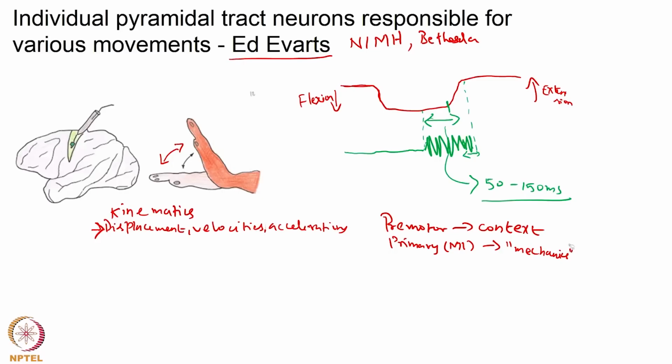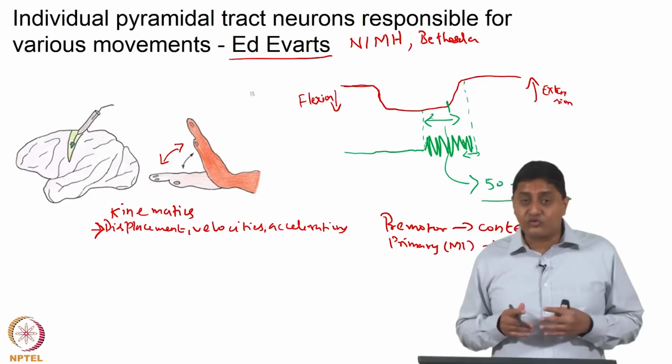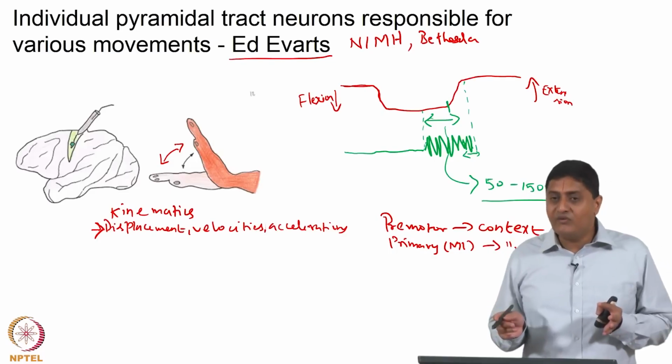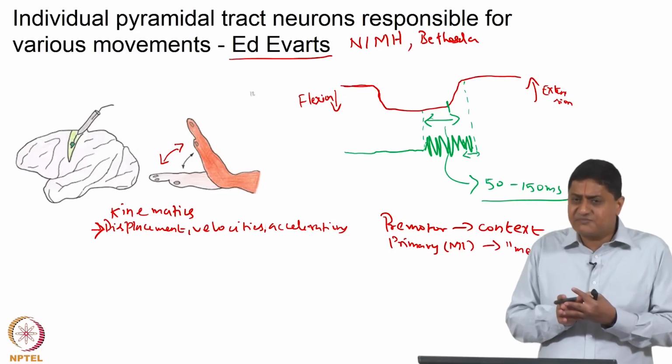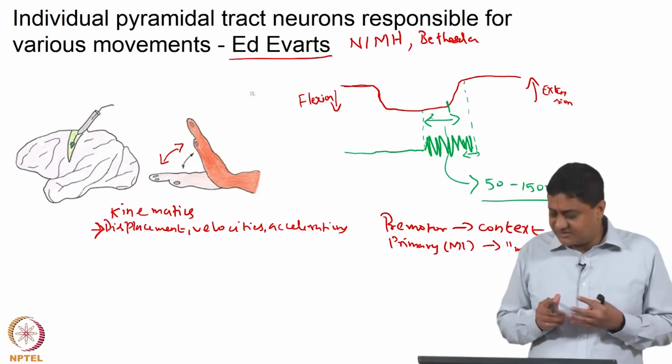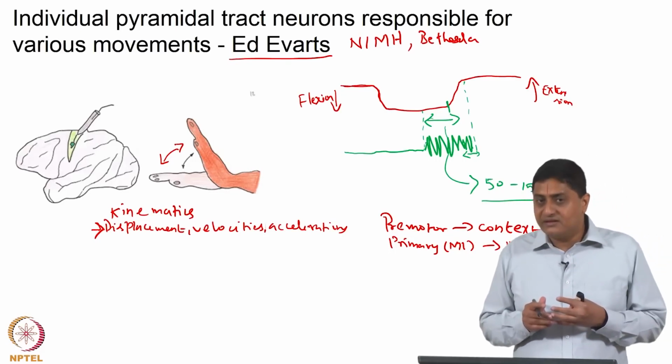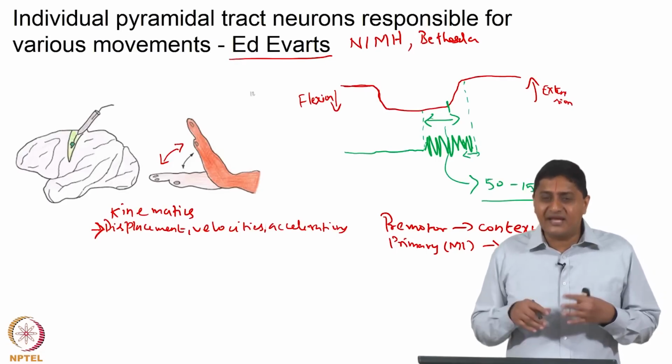Exceptions to this particular statement exist. In fact, there are just too many exceptions. However, it is now widely believed that the premotor areas are responsible for setting the context of movement, whereas the primary motor area is what encodes the mechanics.